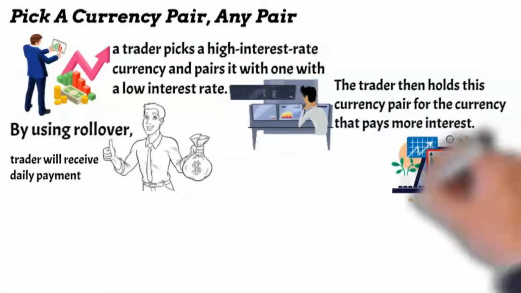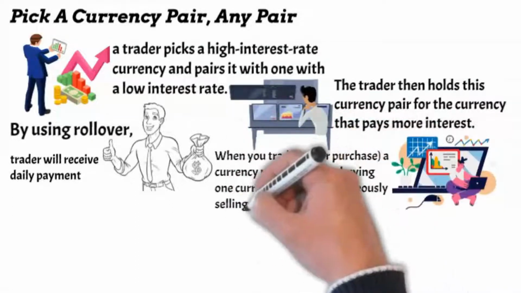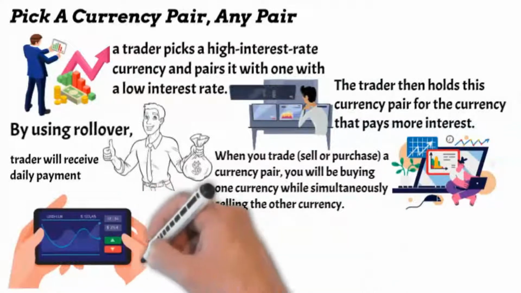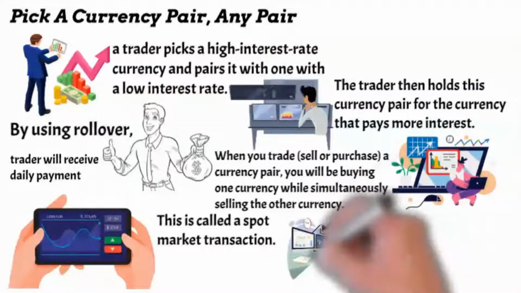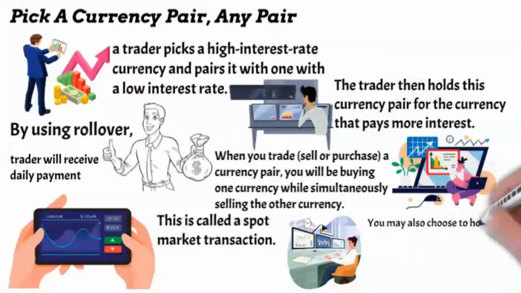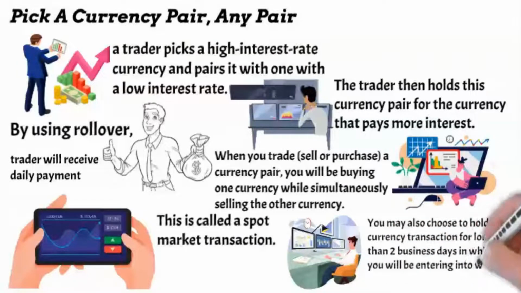When you trade, sell or purchase a currency pair, you will be buying one currency while simultaneously selling the other currency. Your trade may be settled within 2 business days. This is called a spot market transaction. You may also choose to hold your currency transaction for longer than 2 business days, in which case you will be entering into what is known as a forward trade.